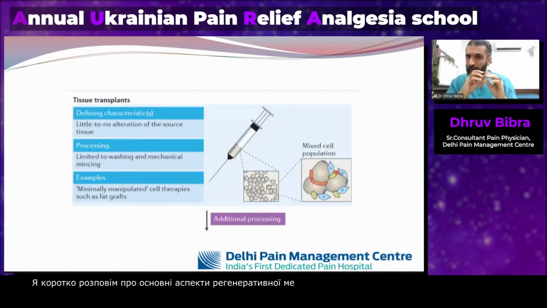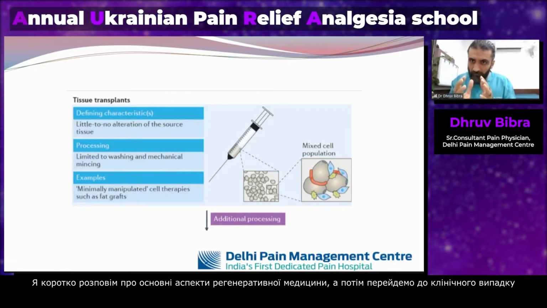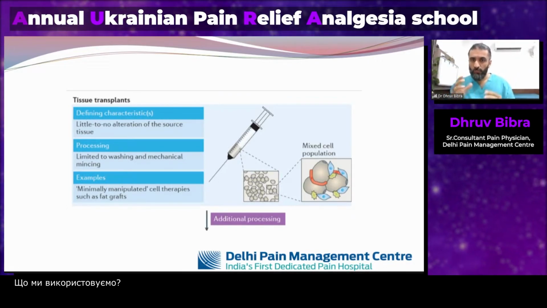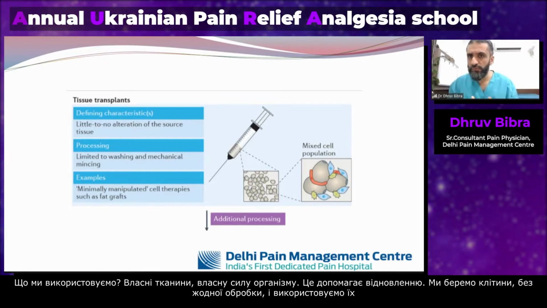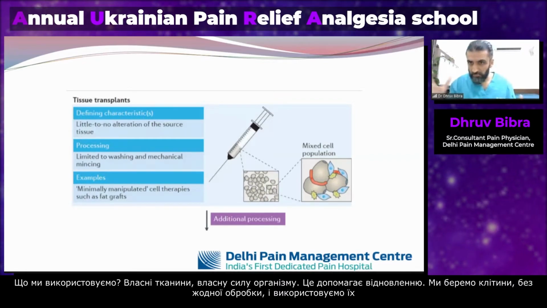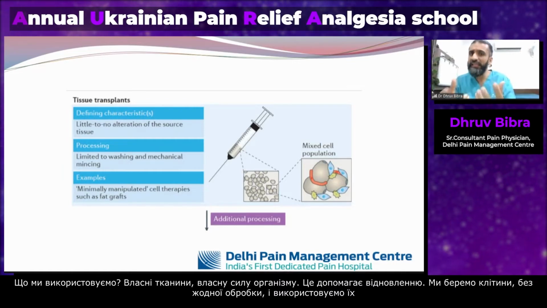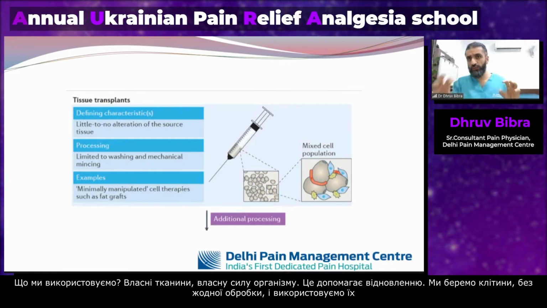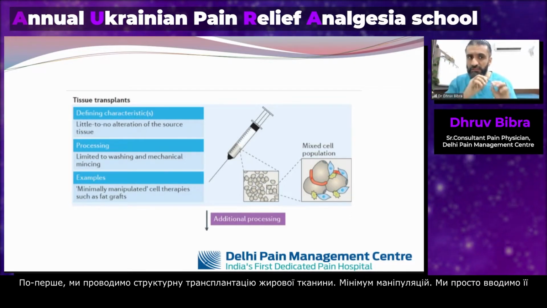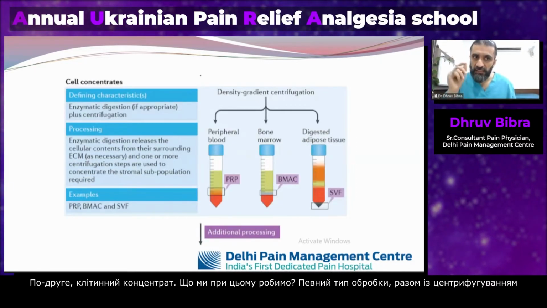Though it's a separate topic, I will just briefly touch on the basics of regenerative medicine, and then we will come down to my specific case. So basically in regenerative medicine, we are using our tissue, our body's healing power, and just helping it get better. So what do we do? One is that we just take the cells without any processing and use them. That is what we use for fat grafts, in which there is minimal manipulation and we are just injecting it. Second is cell concentrates.